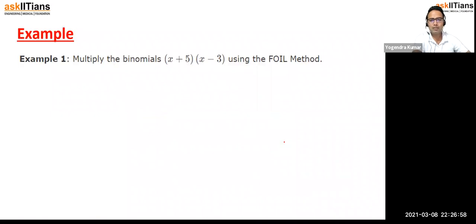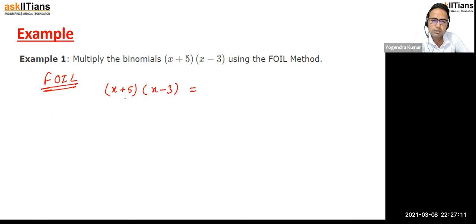So let's do that. Let's understand this question. We are going to use the FOIL method. It is x plus 5 into x minus 3. This is what we have right here. So what we need to do here, tell me. First, x into x, that is x square. First is done, we got the first.